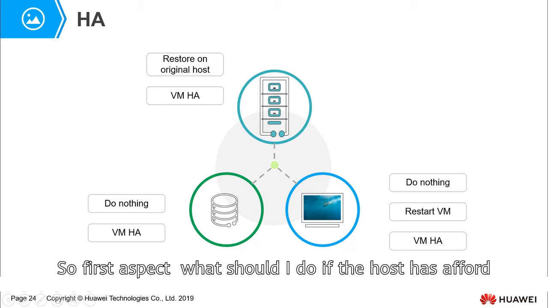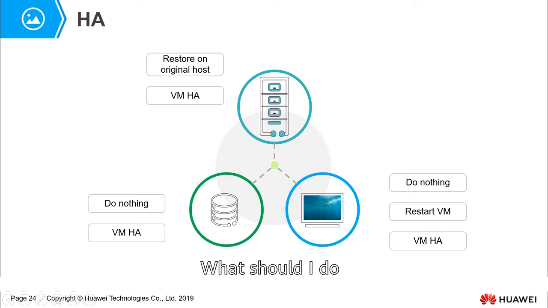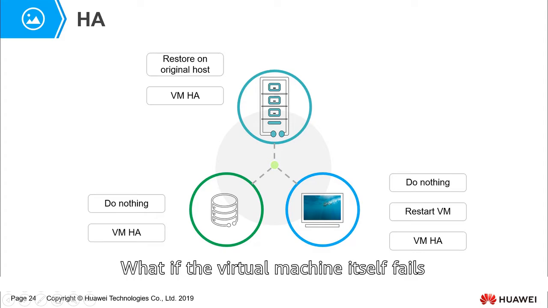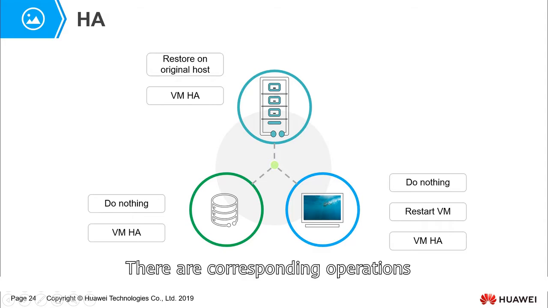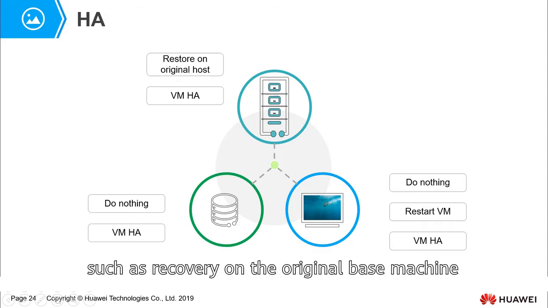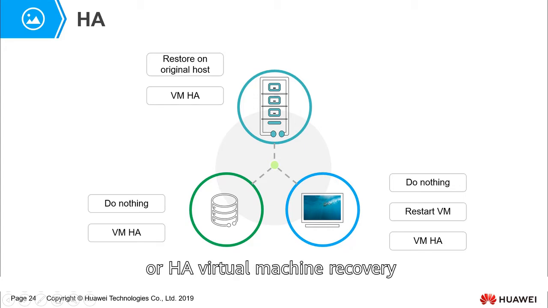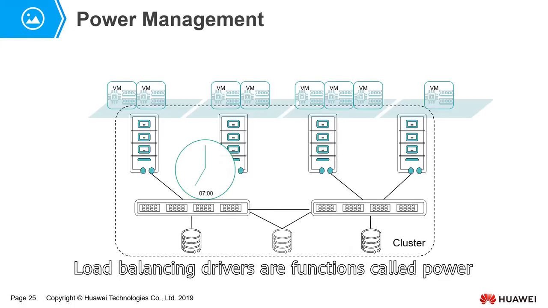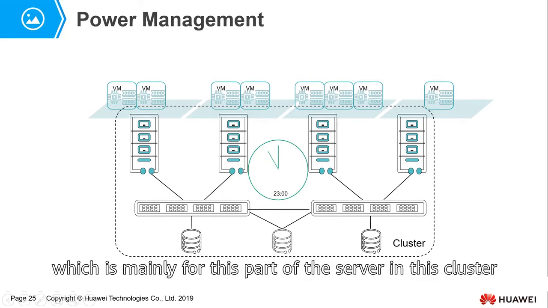The first aspect, what should I do if the host has a fault? What should I do if there is a failure in the storage? What if the virtual machine itself fails? There are corresponding operations such as recovery on the original host, or HA virtual machine recovery, or simply do not deal with it.